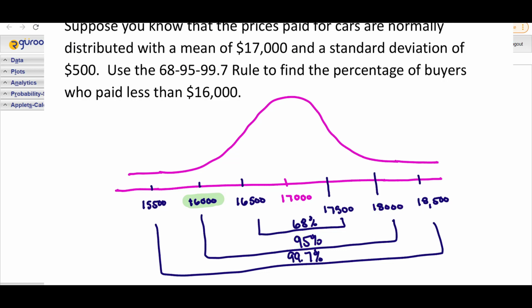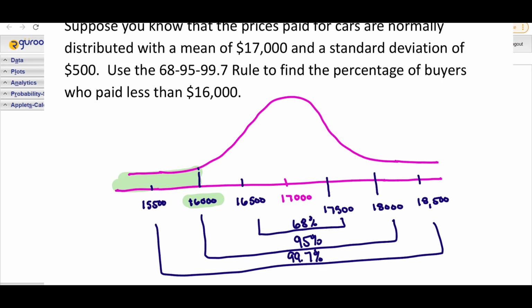But what we want to find is the percentage of buyers that paid less than 16,000. So less than 16,000 would be this. That's what we want to find. We want to find that percentage. We don't want to find a percentage in between. So several ways to look at this. One, the whole curve has 100% of the data within that curve. So I know the whole curve is 100%. I know that if I split the curve in half, it's symmetric, so 50% on either side.